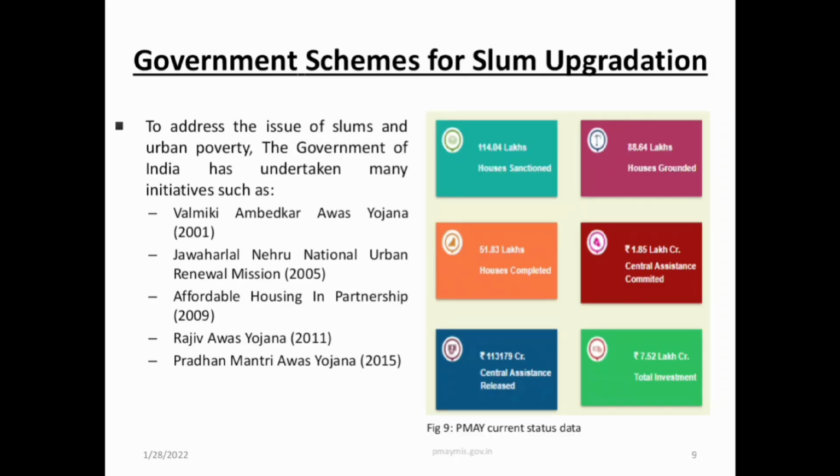Some of the government schemes for slum upgradation mentioned in this slide are Valmiki Ambedkar Awas Yojana, Jawaharlal Nehru National Urban Renewal Mission, Affordable Housing in Partnership, Rajiv Awas Yojana, and Pradhan Mantri Awas Yojana. Pradhan Mantri Awas Yojana is the ongoing one. Its current status data is presented here.